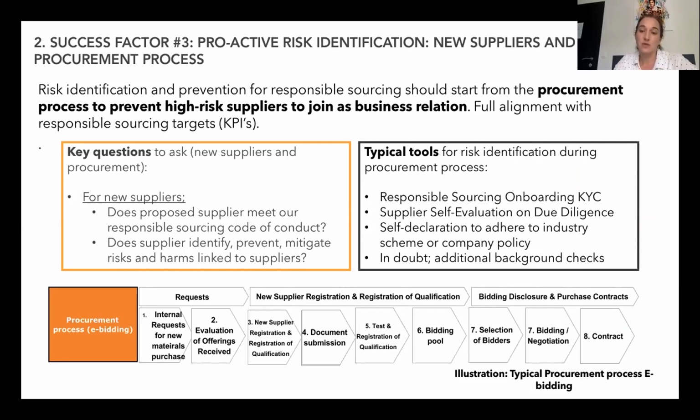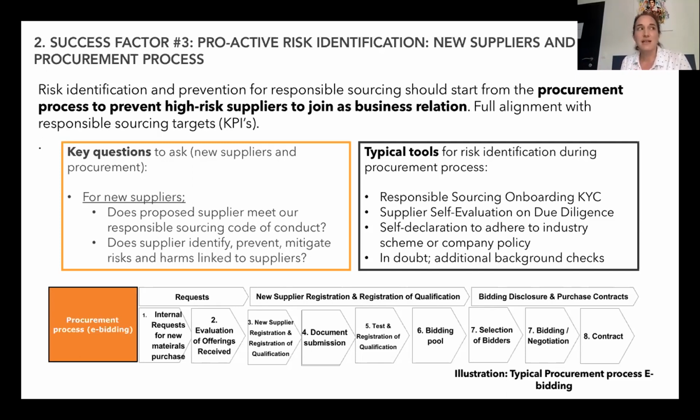set of preconditions for suppliers to join your organization, and obviously these already exist as part of your existing procurement process. For example, know your customer, KYC conditions, and it will be very interesting to develop a set of responsible sourcing targets, KPIs, in your procurement process. So for example, Nestle has the target to have 100% sustainable sourcing of palm oil, and then they require their new suppliers to adhere to the Roundtable on Sustainable Palm Oil.